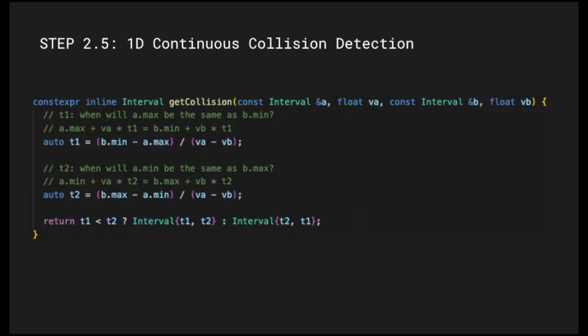And once we have an interval, we do 1D collision detection first, right? Because it's 1D, it's a lot simpler than 2D. But, you know, there's a little bit of math here. There's a couple equations here that you solve for, and then you use that to determine the range of time at which two intervals will collide.